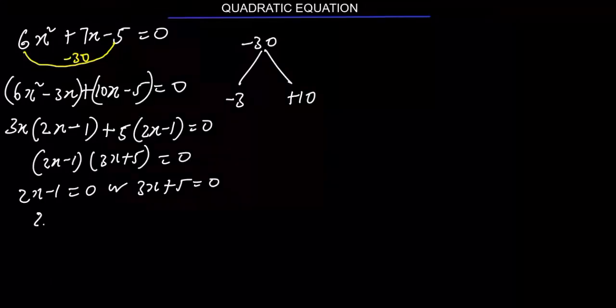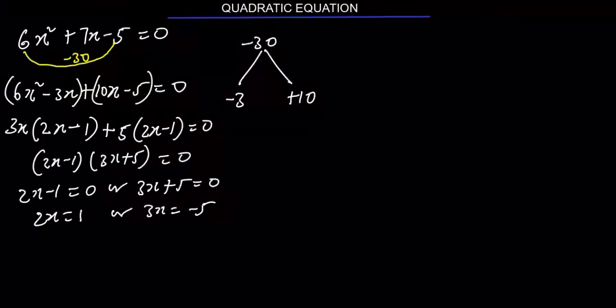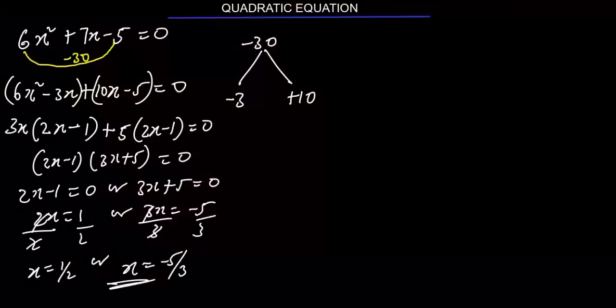So from here, 2x will be equal to 1. Here, 3x will be equal to minus 5. That is, if you bring minus 1 here, it becomes plus 1. If you bring plus 5 here, it becomes minus 5. Then you divide both sides by 2 to find your x. Then x equals 1 over 2. Or divide both sides by 3, x equals minus 5 over 3. There are shortcuts for this. Don't worry, it will be written.